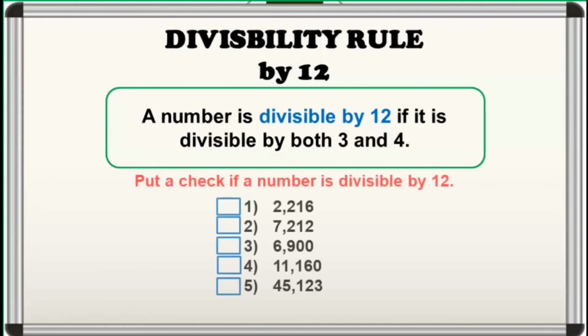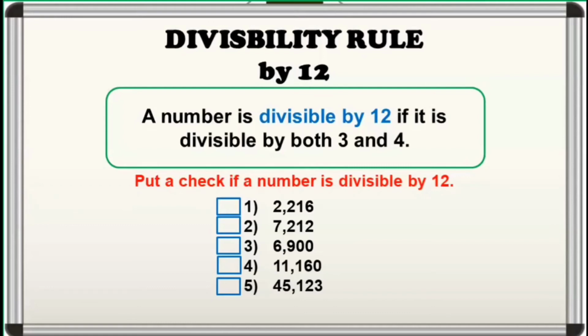For instance, put a check if a number is divisible by 12. For number 1, the sum of its digits is 11, and obviously, it's not divisible by 3. So, the given number is not divisible by 3. And it follows immediately that it is not divisible by 12.